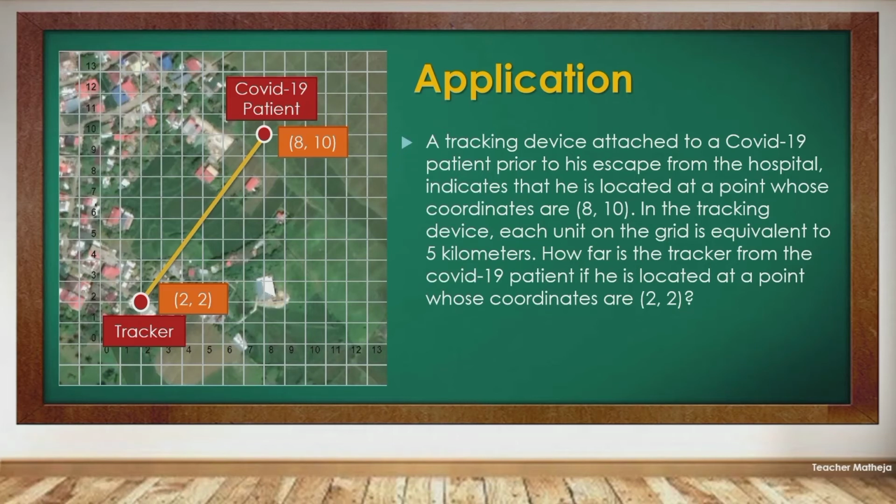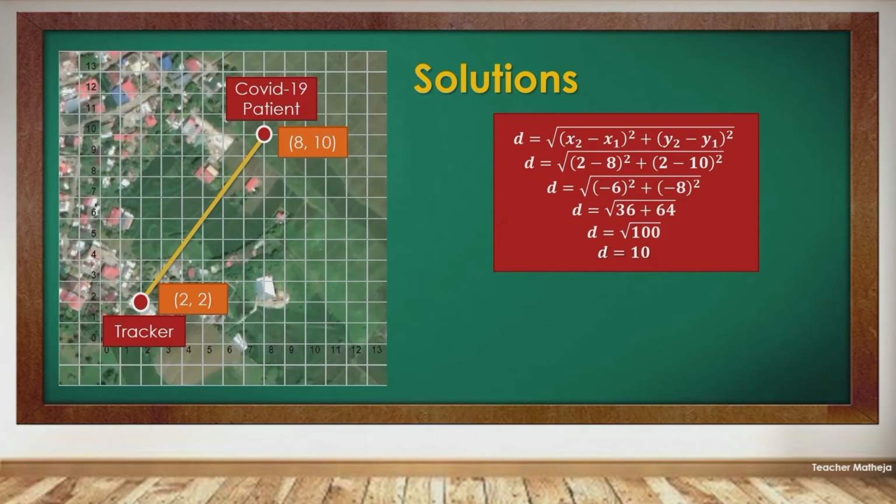Now, to solve this, we are going to use the distance formula. I am going to choose the COVID-19 patient as my first point and the tracker as the second point. So we have x sub 2 is 2, x sub 1 is 8, then y sub 2 is 2, then y sub 1 is 10. So we have 2 minus 8, that's negative 6, and 2 minus 10, that's negative 8.